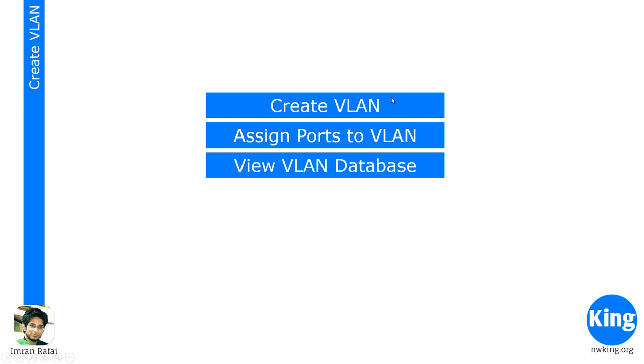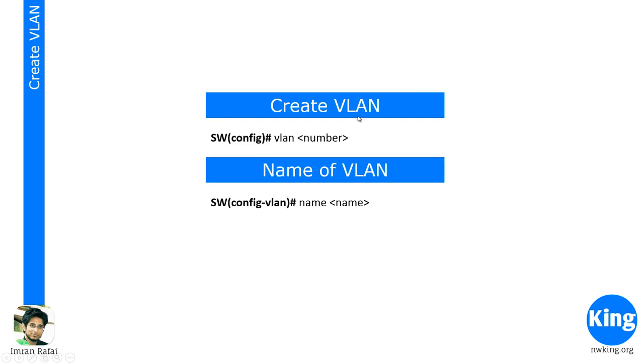Let's see what we discussed. We had to discuss create VLAN, assign ports to VLAN, and view VLAN database. So for creating VLAN, from the global config mode, we say VLAN and give a number. That's one way to do it. We could also go into interface mode and say switchport access vlan. If the VLAN is not present, it creates a VLAN. But this is the command to create VLAN.